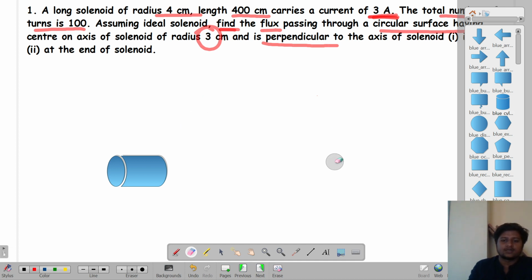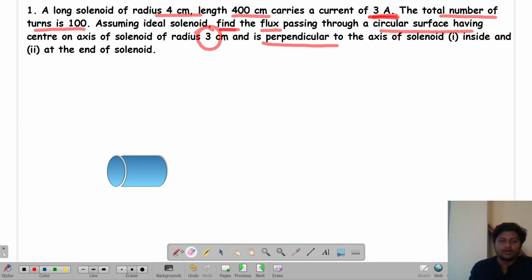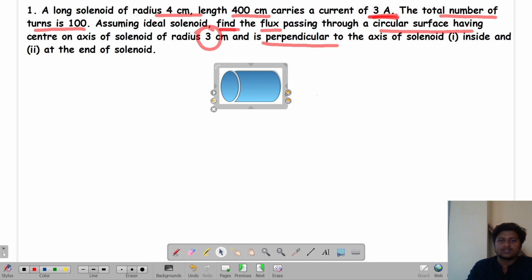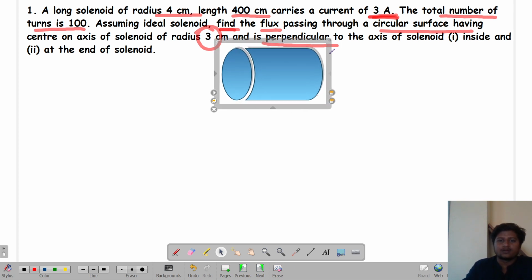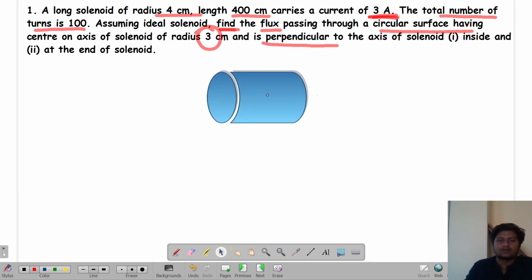So let us consider you have some kind of solenoid, right or not? Now, this is my solenoid over here. Now, the long solenoid of radius is how much? 4 centimeter. So the radius of the solenoid is given. Let us consider this is my radius. Length of the solenoid is also given, that is equal to 400.